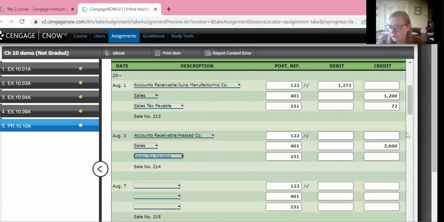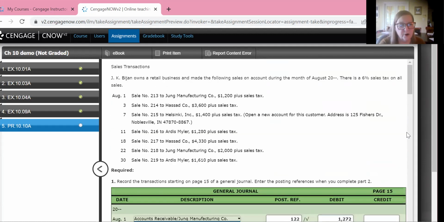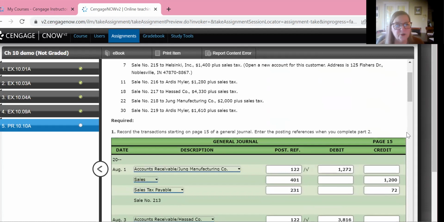So I'll take $3,600, multiply it times 6%, and I come up with $216. That number can be added to my sales to see how much this customer is going to owe me, because they owe for the sale and for the sales tax. That's $3,816. I'm just adding it together. All right, so that's transaction 2. Then the third one is sale number 216 to Helsinki, $1,400.